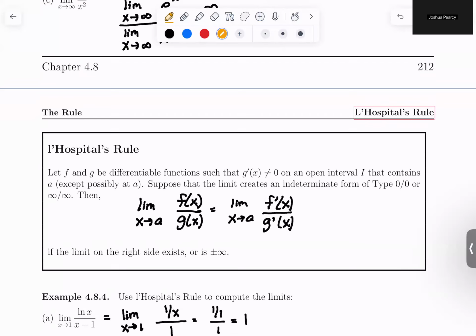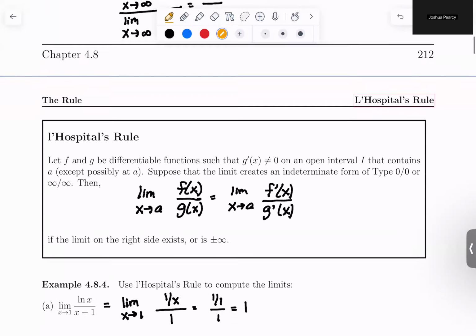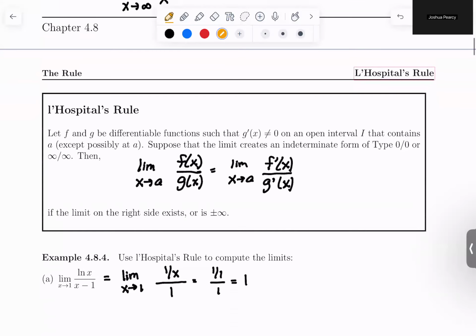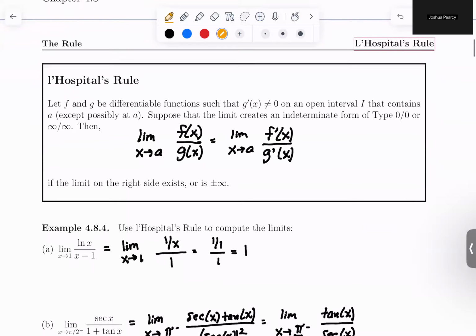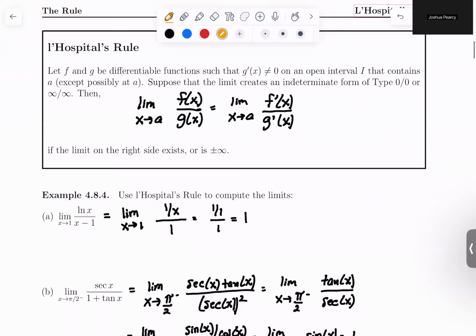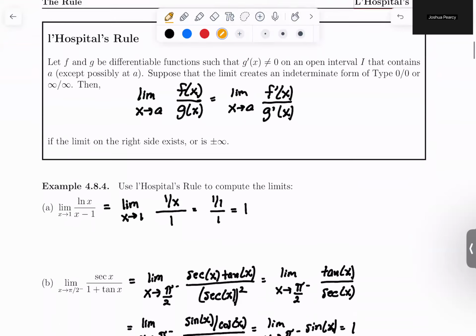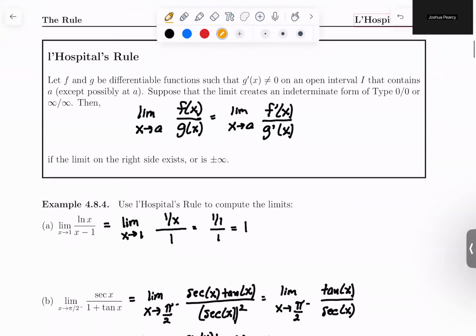Then the limit as x goes to a of f of x over g of x is the same as the limit as x goes to a of the derivative of f of x divided by the derivative of g of x. So it says if the limit on the right-hand side exists or if it's equal to plus or minus infinity. So let's see how we actually apply this L'Hopital's rule.